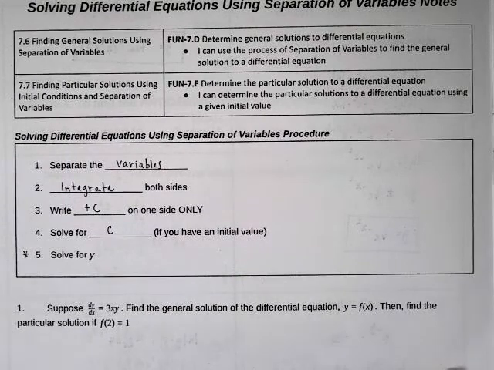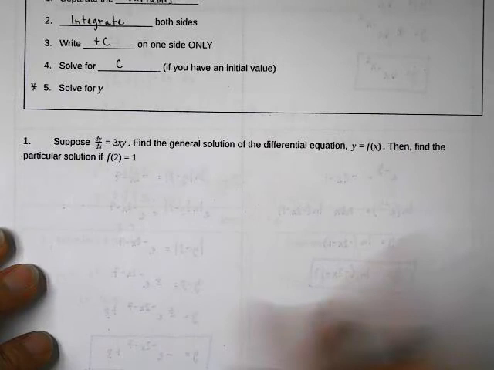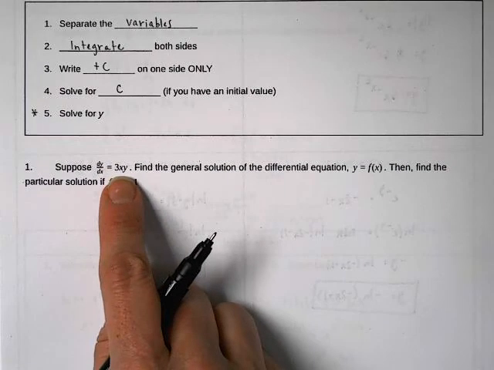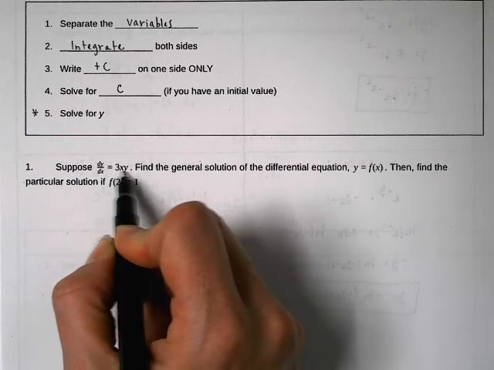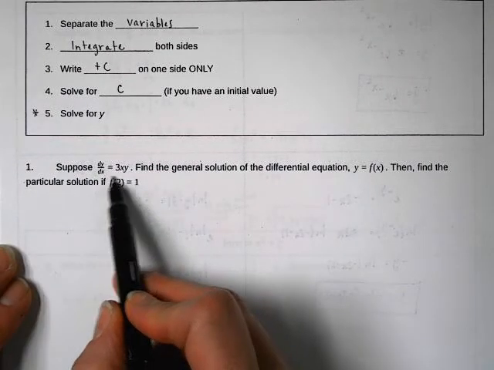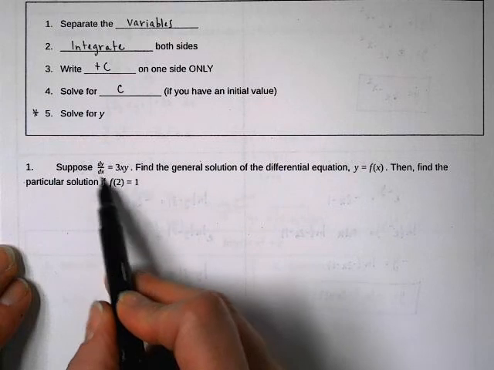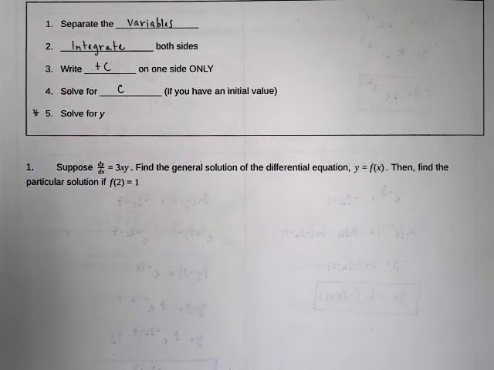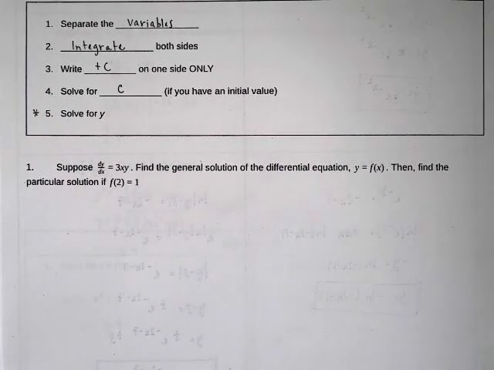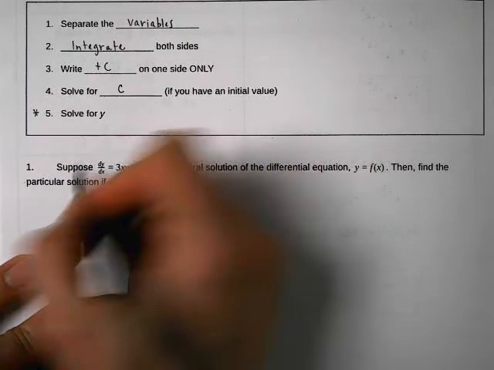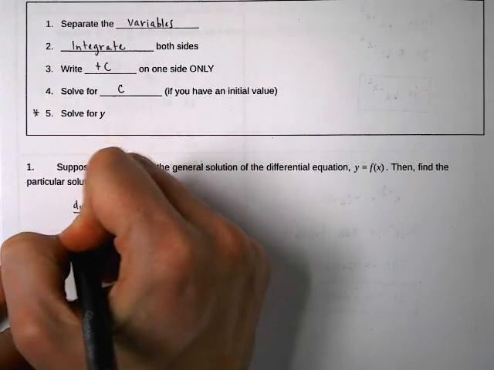So let's go ahead and jump in and look at an example. Suppose dy/dx is 3xy. You'll notice the difference now is I have x's and y's on the right side. So in addition to moving the dx over, I'm going to have to move over my y as well. First we're going to find the general solution, and then we're going to find the particular solution using this initial condition. I'm going to copy this down to give myself some room.